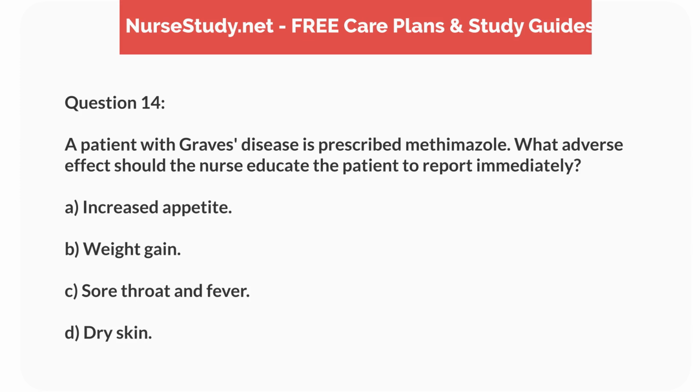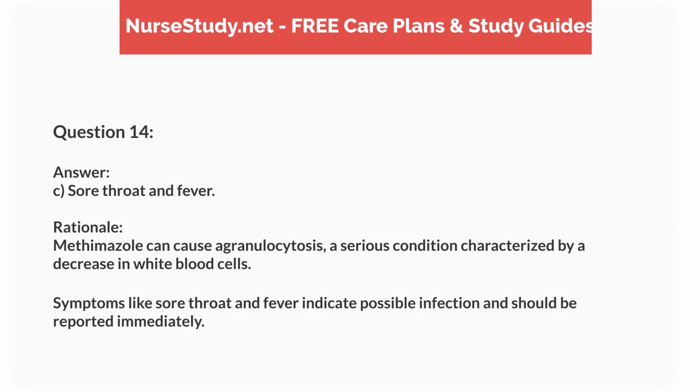Question 14. A patient with Graves' disease is prescribed methimazole. What adverse effect should the nurse educate the patient to report immediately? A. Increased appetite. B. Weight gain. C. Sore throat and fever. D. Dry skin. Answer: C.